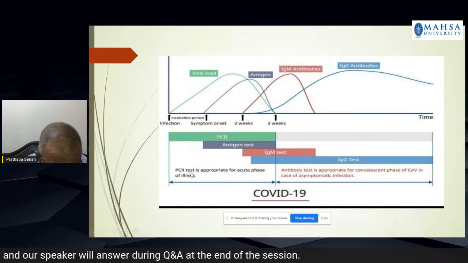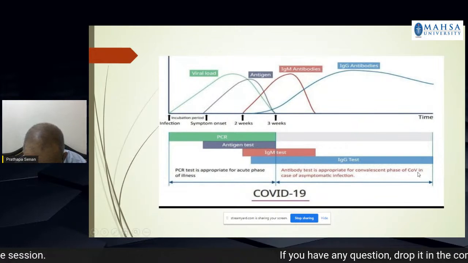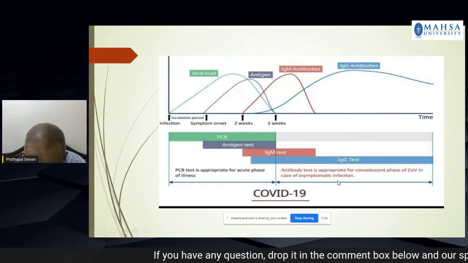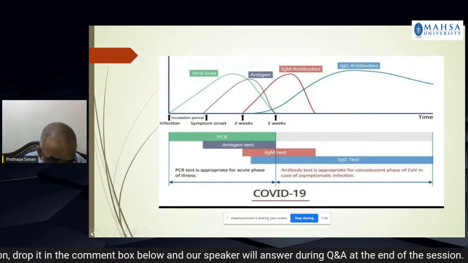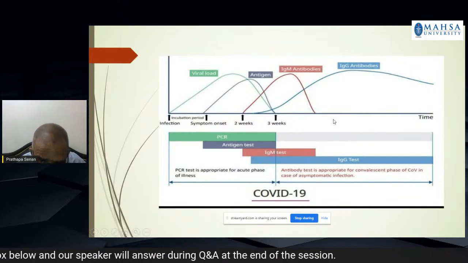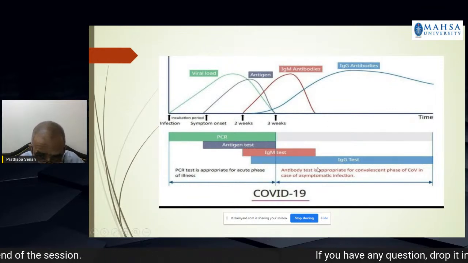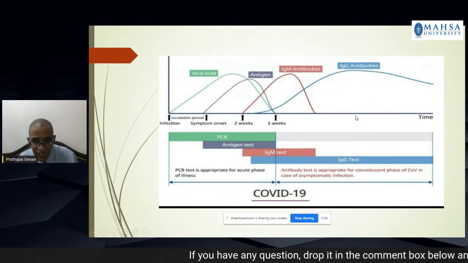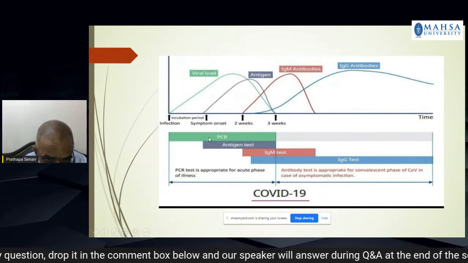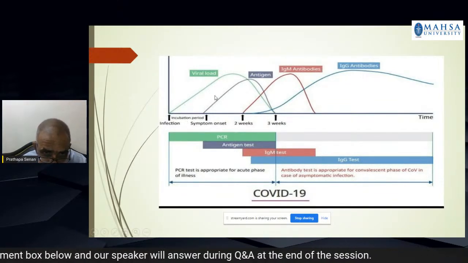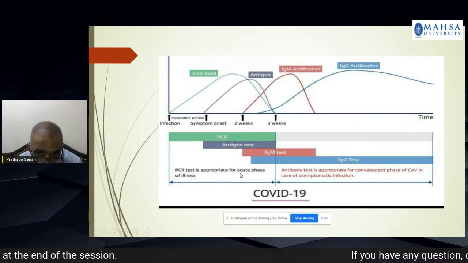PCR tests in the early phase of infection. Antibody test is appropriate for convalescent, that means you already recovered from COVID, or in case of asymptomatic infection. If you do a PCR test when it's already about 4 weeks, you'll get a negative result, which doesn't mean that you did not have the disease. If you do an antibody test, it will be positive, which says you had a disease about a month ago. So it depends on which test is used. PCR test is the best test to detect a case early. Antibody tests are not efficient in this manner.